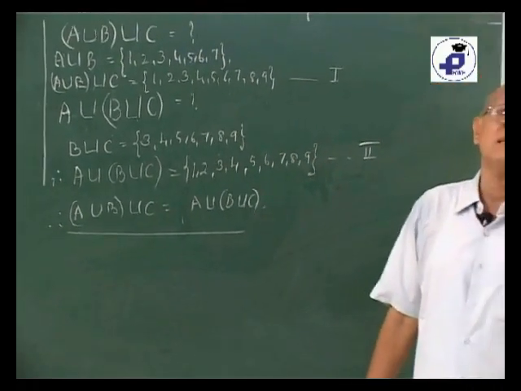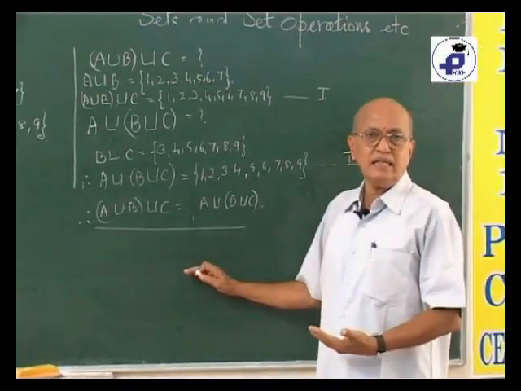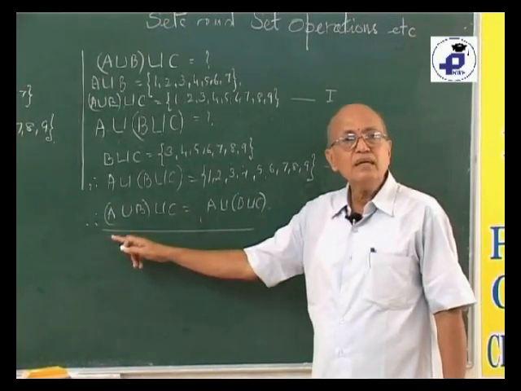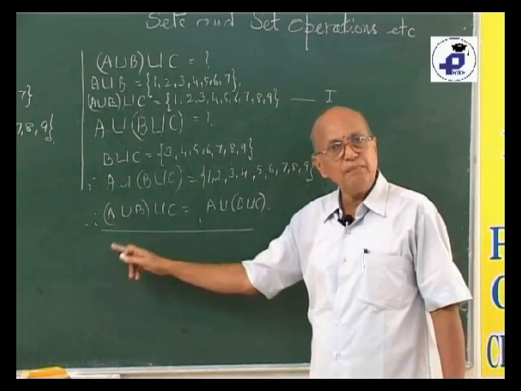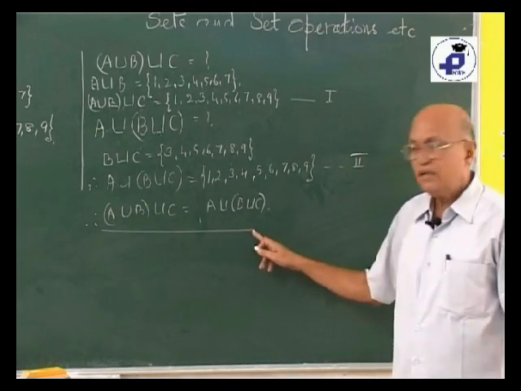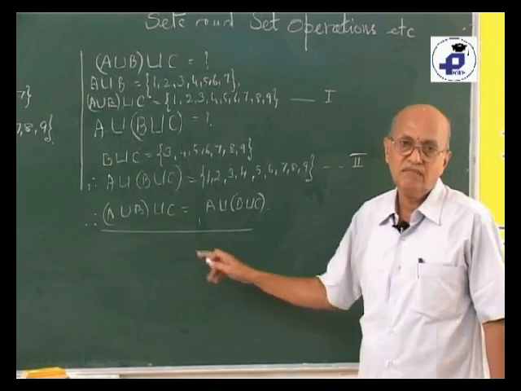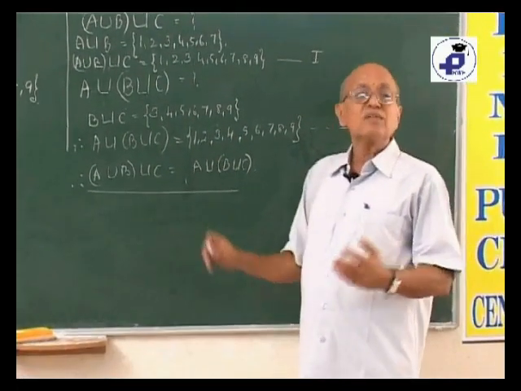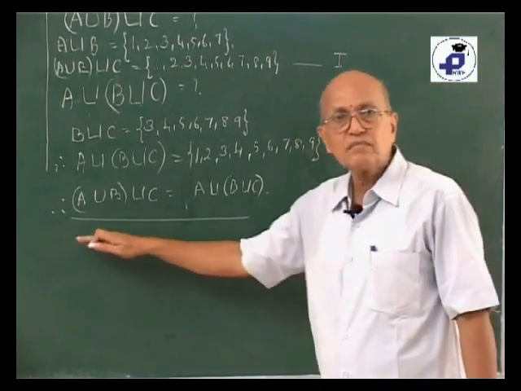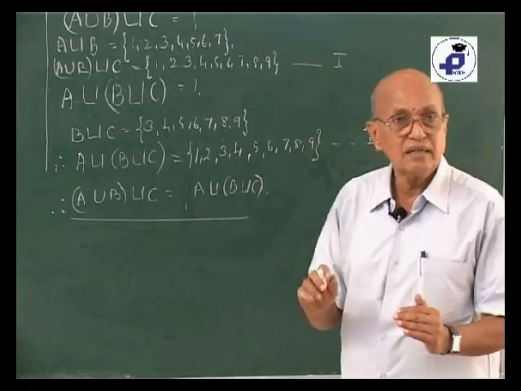This is a very important result. What does it indicate? What is the meaning of this one? We should not simply write the result without understanding it. Here, the union of A and B is done first and then the union is done with C. Here, the union of B and C is done first, after that the union is done with A. The conclusion is nothing but whatever may be the order of the sets, the union set is the same.